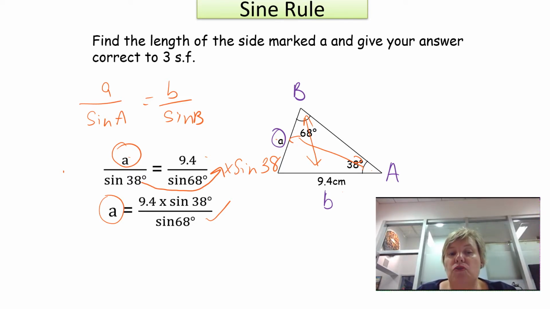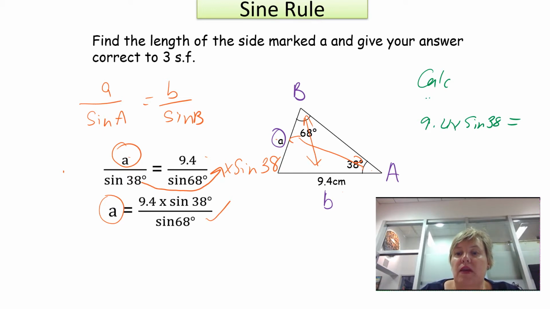Can I suggest you run the top line first and press equals? On your calculator, you're going to run 9.4 times sine 38 and press equals, and then you're going to divide by sine 68. That's just going to stop the calculator trying to do anything silly with BEDMAS. It should be fine, but sometimes it just doesn't quite work out that way.